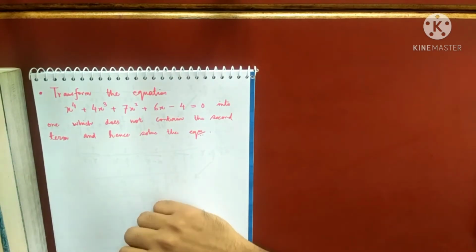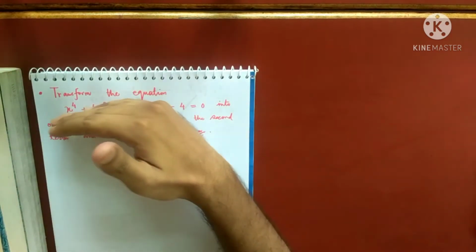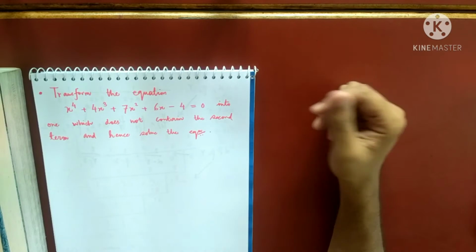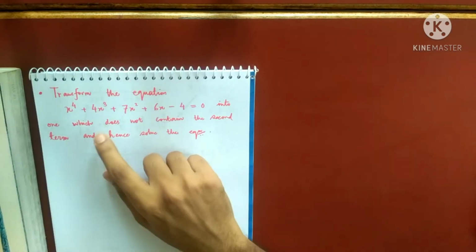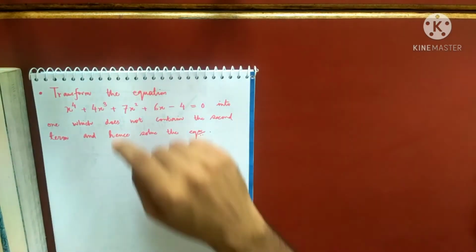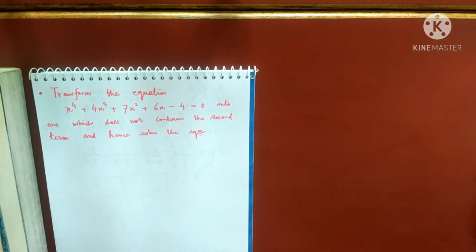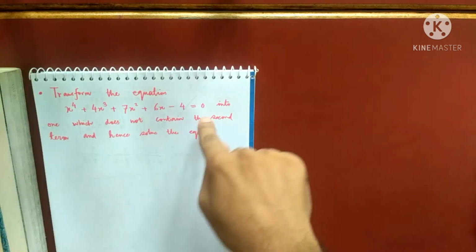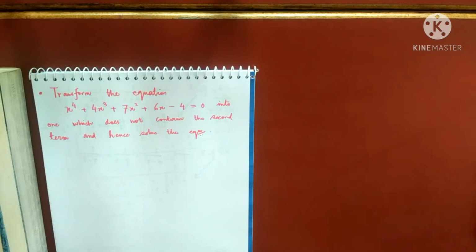So here is the question. You have to transform this equation into a new equation which does not contain the second term. So the term containing x cube is absent in the transformed equation, and you also have to solve this equation. So basically this example will show us how transformation is useful at times to solve some equations.